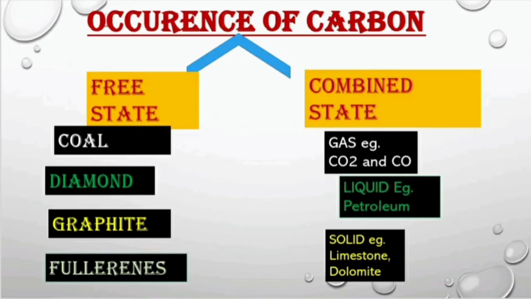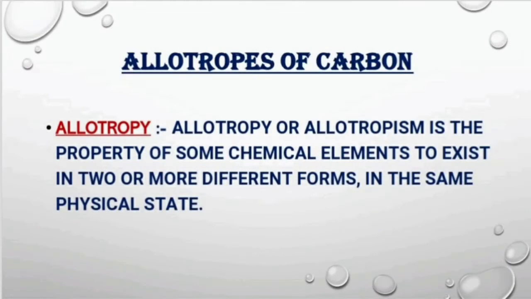Carbon can take the form of gas, for example, carbon dioxide, carbon monoxide. Carbon can take the form of liquid in the combined state, for example, petroleum, vegetable oils. In solid form, carbon can occur in the ores such as limestone, dolomite, etc. In this video, we'll be focusing on allotropes of carbon.